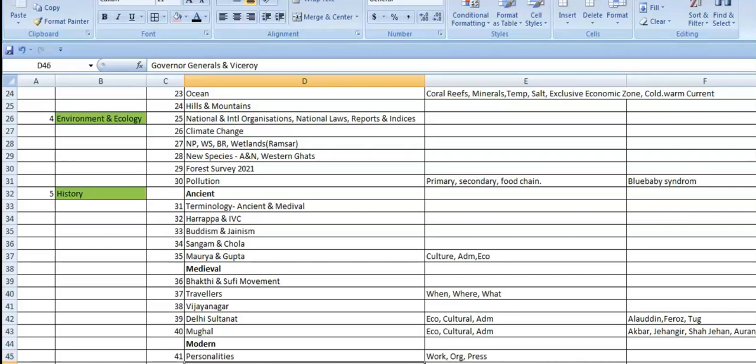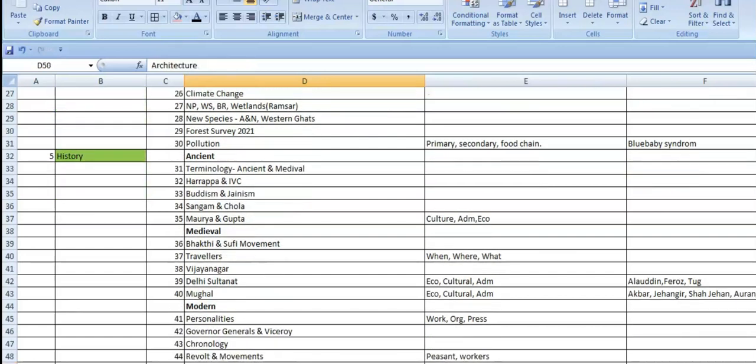Next one is the governor generals and the viceroys, like Lord Ripon. What specific things happened in that period of time, say the Purna Swaraj Declaration or the Non-Cooperation Movement? Which important events happened, and who was the governor general or viceroy in that period? That is very important.